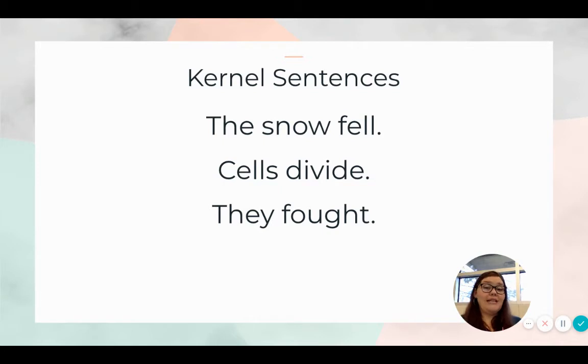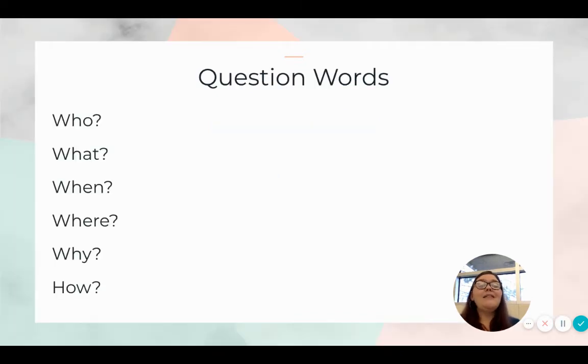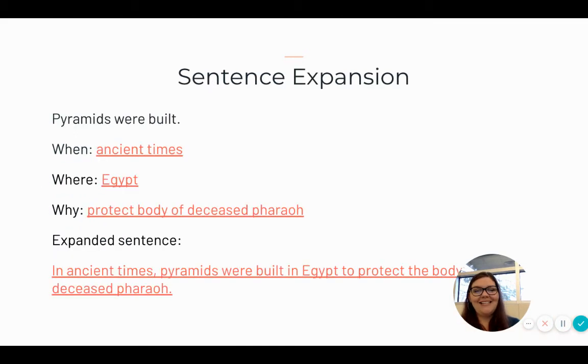So now let's talk about kernel sentences. You see these little teeny tiny short little sentences. The snow fell, cells divide, they fought. Well, these little teeny tiny sentences can be expanded to make some really awesome sentences, but we need to add some stuff to them. We would think about these question words: who, what, when, where, why, and how. We would give a couple of these question words to our students in addition to a kernel sentence, and have them create a truly beautiful sentence that is an expanded sentence.